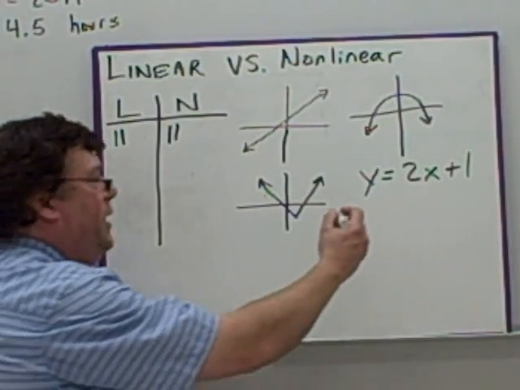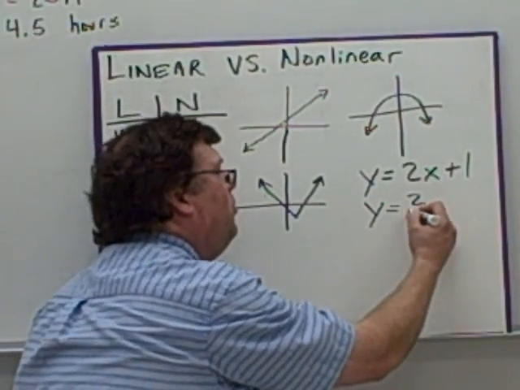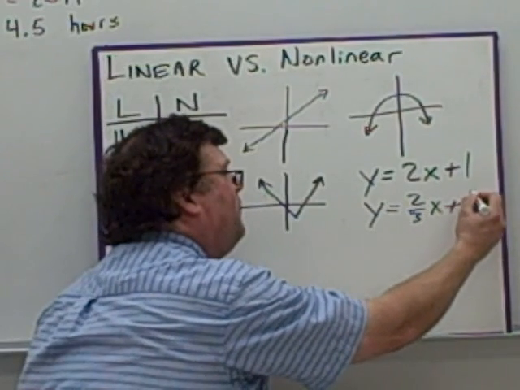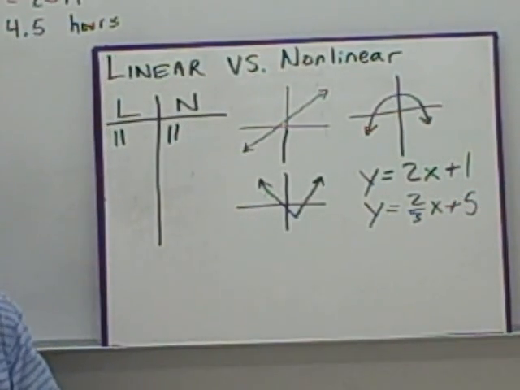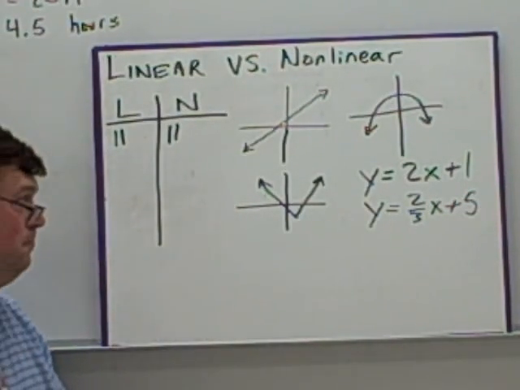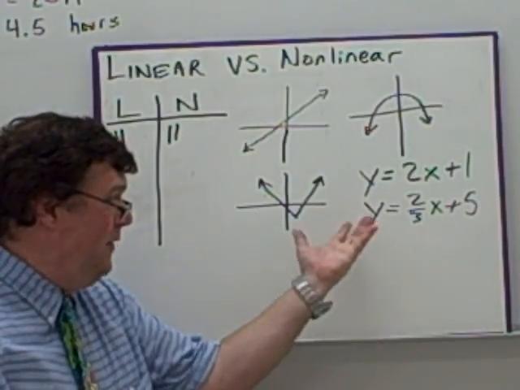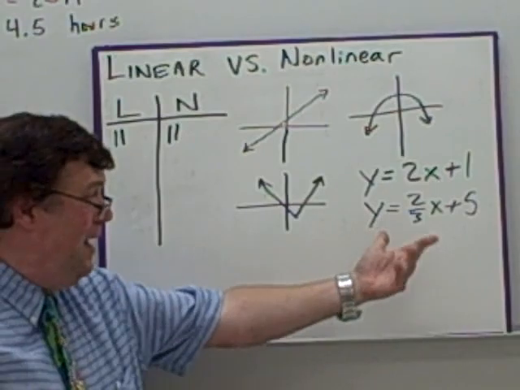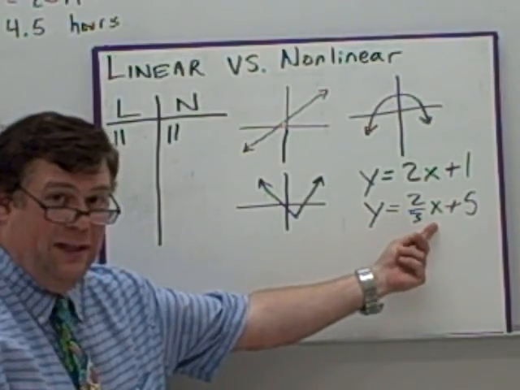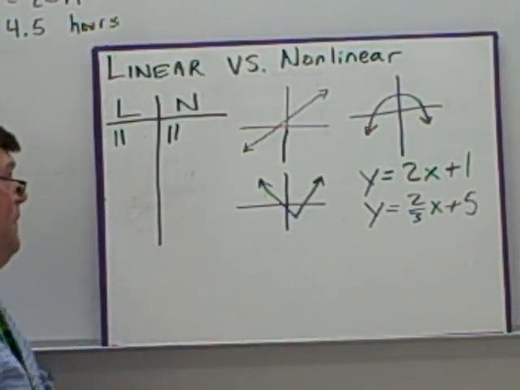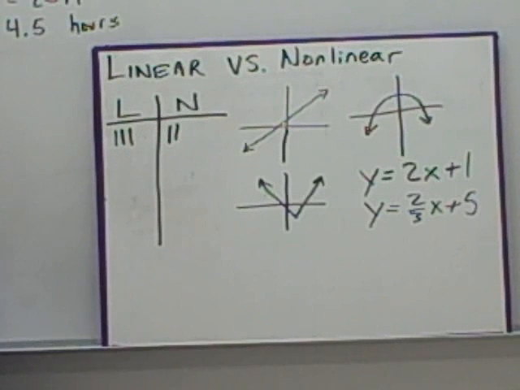What about this one? If we have y equals 2/3 x plus 5, is that a linear function? Yes. No exponent on the x, no absolute values, no square roots, nothing like that. We're just multiplying the x by something and then adding something. It is a linear function, so another one for linear.